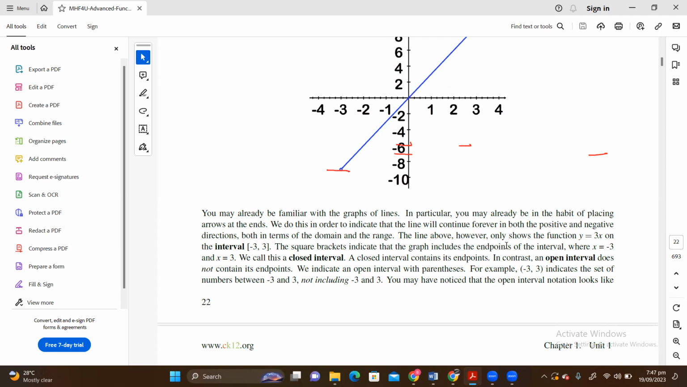The line above, however, only shows the function y is equal to 3x on the interval minus 3 to 3. The square brackets indicate the graph includes the endpoints of the interval, x is equal to minus 3 and 3.